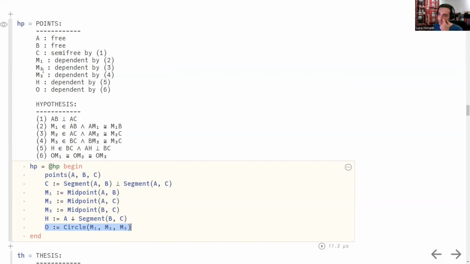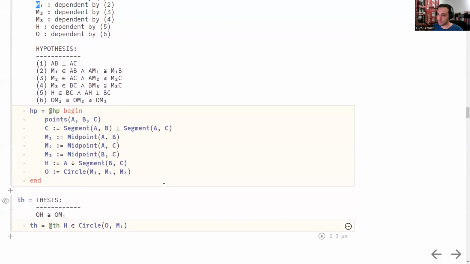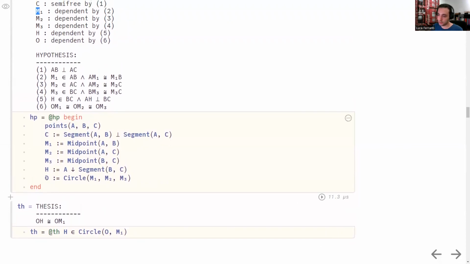And after parsing, we get this result. So points A and B are free, point C is semi-free, and so it's constrained by this equation, but there are still infinitely many options for it, and M1, M2, and M3, and H and O are dependent points. So they are fully determined by these constraints. Similarly for the thesis, I want to prove that the 4 points are on the same circle. So this is the center of the circle passing through these 3 points, and I want to show that the 4th point is on the same circle.